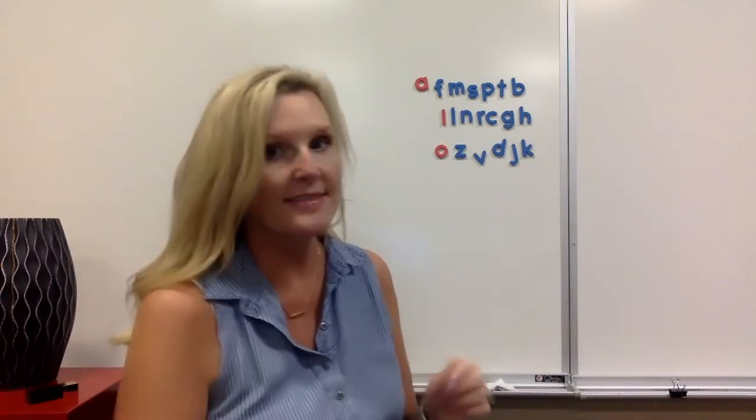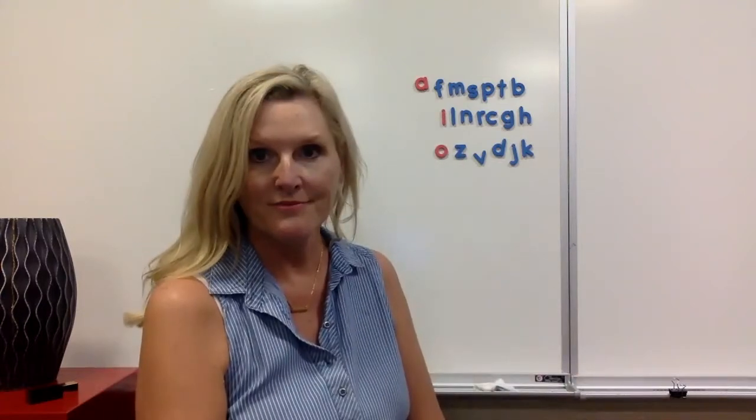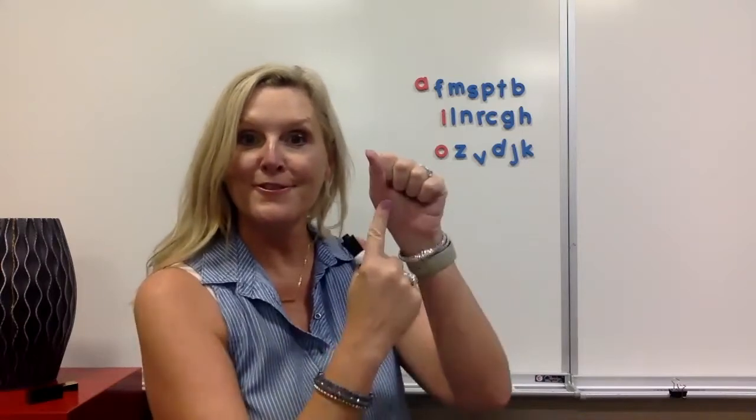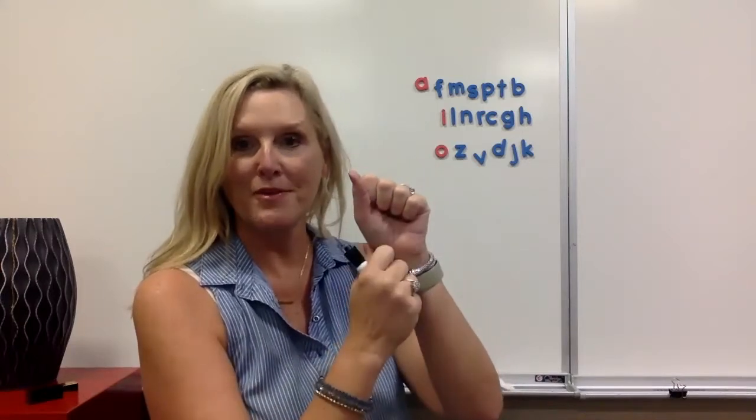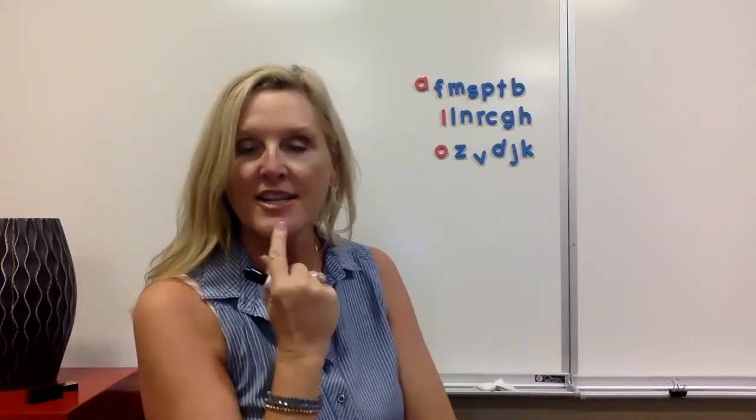Okay, let's check the syllables. You ready? Vought. Vought. How many syllables? One syllable. Now let's tap it out. Vought. V-ought. Do it with me. V-ought. What's the first sound in vought?